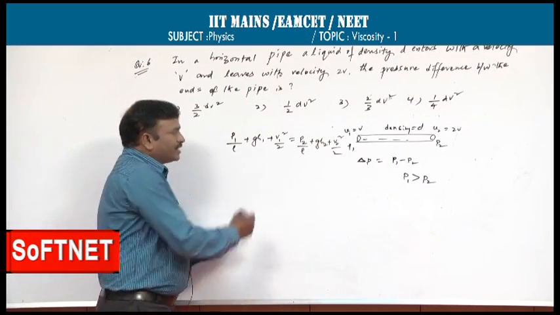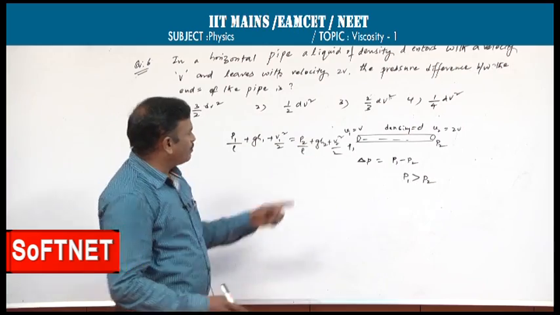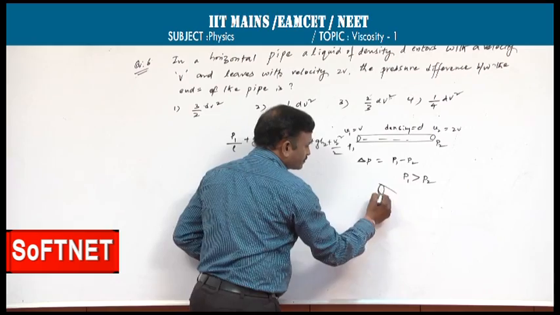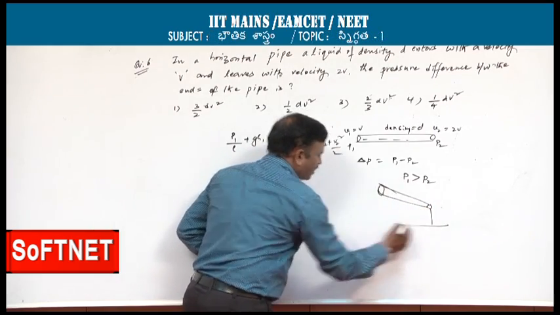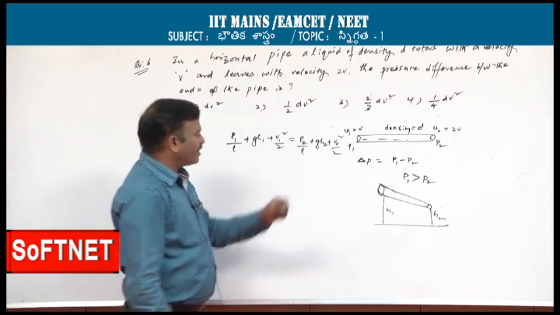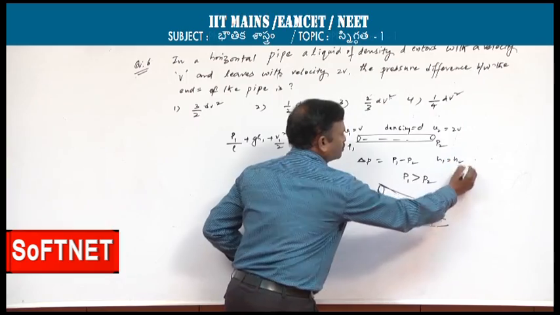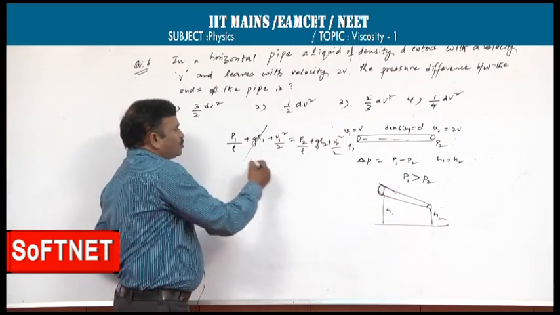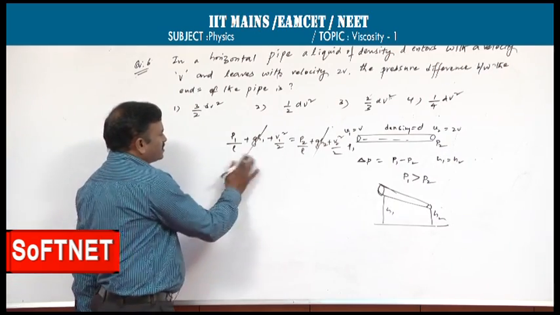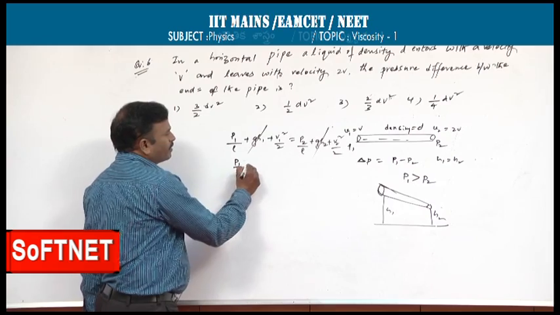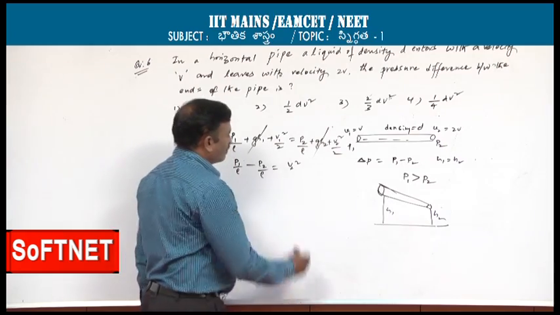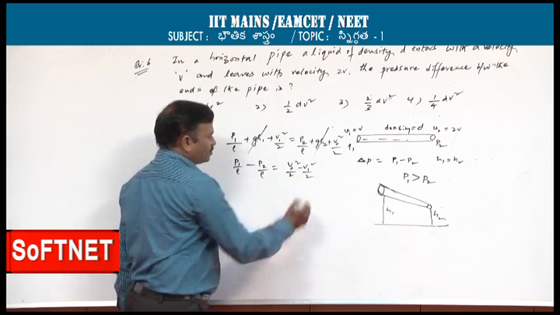But it is a horizontal pipe. In a horizontal pipe, both heights are the same. If the pipe is taken at different heights from the ground, then we can use h1 and h2 as different heights. Here, for the horizontal pipe, h1 is equal to h2, so these two terms will be cancelled. Now the rest of the equation is P1 by rho minus P2 by rho is equal to V2 square by 2 minus V1 square by 2.